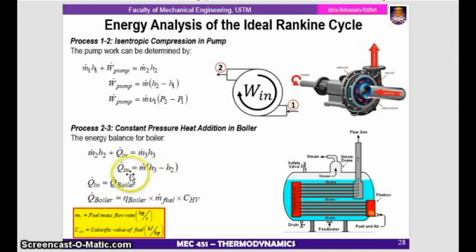You can find Q in the boiler. Q in is equal to Q boiler. From Q boiler we know that it is the efficiency of boiler times m dot fuel times calorific value of the fuel. So we can also have Q dot boiler. m dot f is mass flow rate, CV is calorific value of fuel.